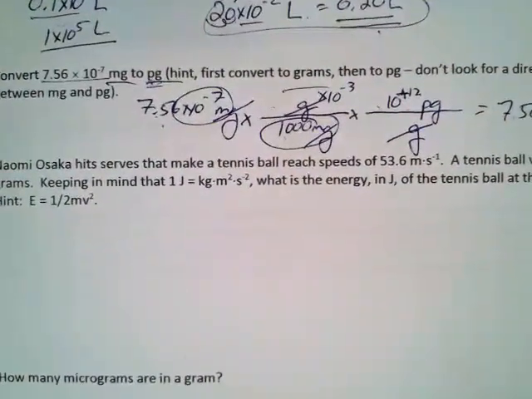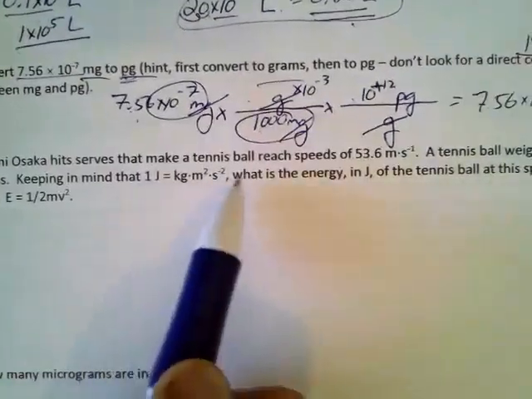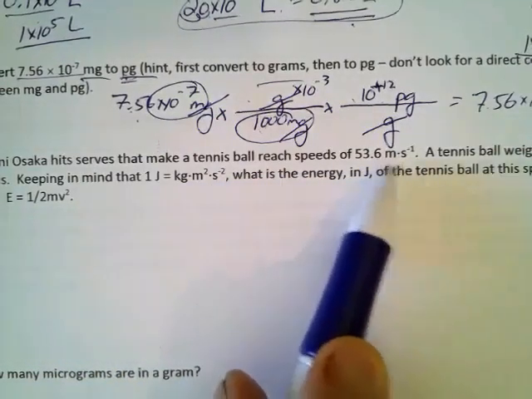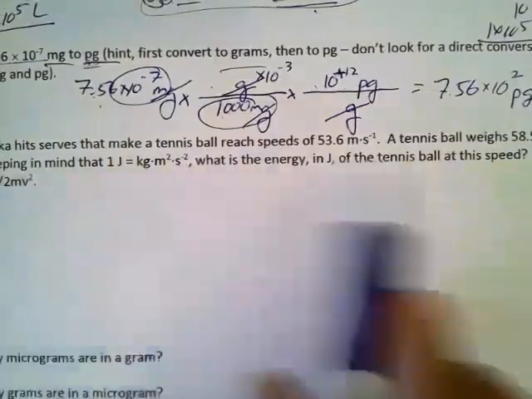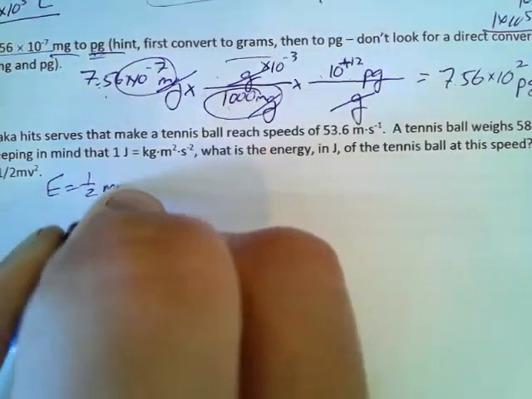Next problem. Naomi Osaka, who's a tennis phenom, serves a tennis ball with a speed of 53.6 meters per second. I think that's pretty accurate. I looked that up one time. A tennis ball weighs 58.5 grams. I looked that up too. Energy is equal to 1/2 mv squared.